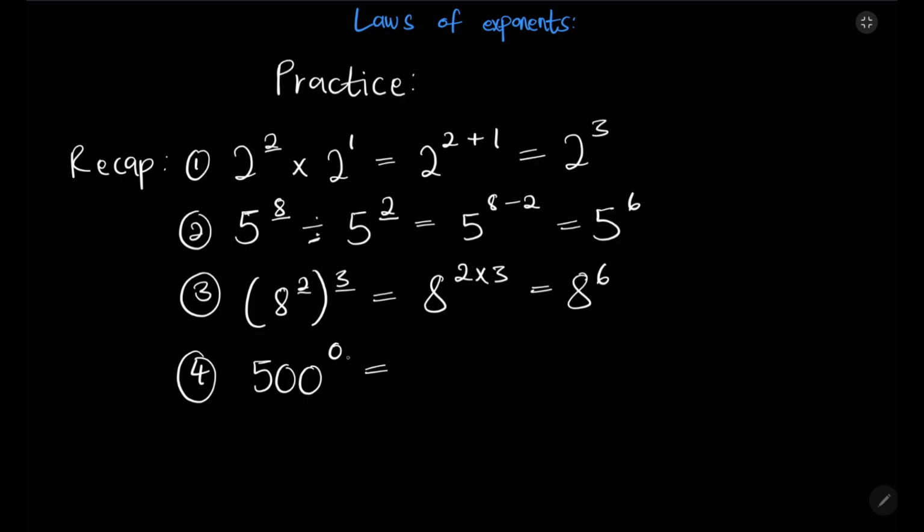And lastly, anything raised to the power 0 is 1. So if you have 500 to the power 0, your answer is 1. And you can always punch this in your calculator just to make sure.